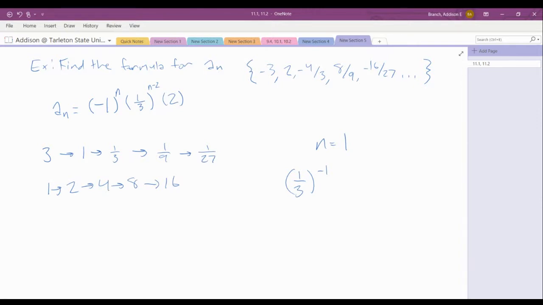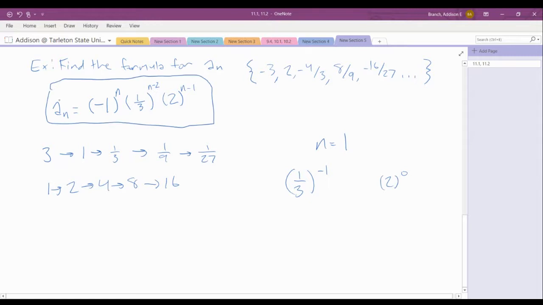And then for 2, we also have to figure out a way to get from n equals 1 to 2 to the 0. So therefore, we can do n minus 1 to get us started off in the right spot. So our final formula will be a sub n is equal to -1 to the n times 1/3 to the n minus 2 times 2 to the n minus 1.